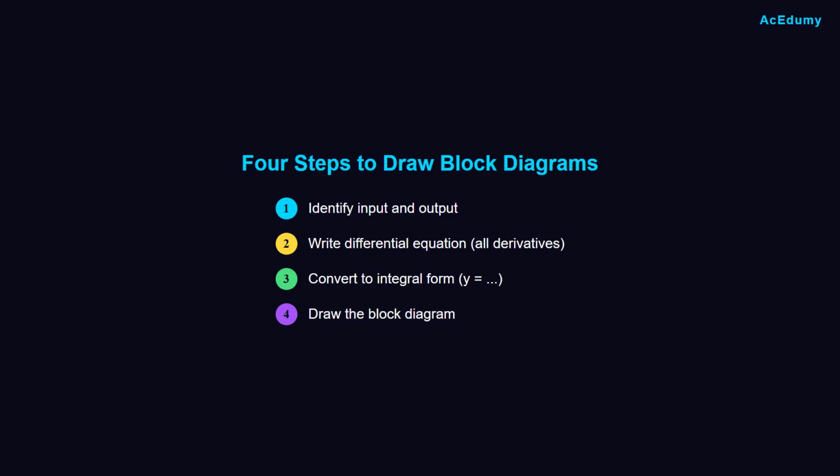Step 1. Identify the input and output. Step 2. Write the differential equation with all derivative terms. Step 3. Convert to integral form and write the equation starting with y equals. Step 4. Draw the block diagram based on this equation. Let's look at each building block we'll need.